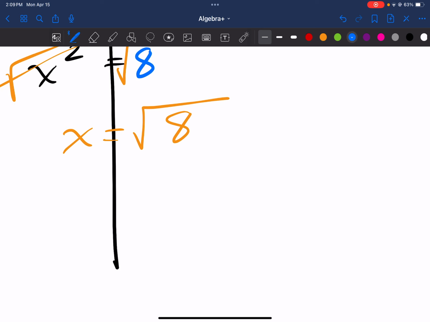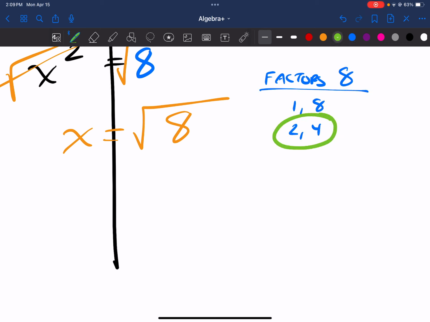Because if I list the factors of 8, we get 1 and 8, we get 2 and 4. And what I notice is that there's a perfect square in this set. So what if I split this up? I get the square root of 4 times 2, which I know is the same thing as the square root of 4 times the square root of 2.